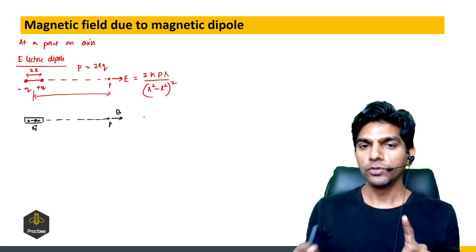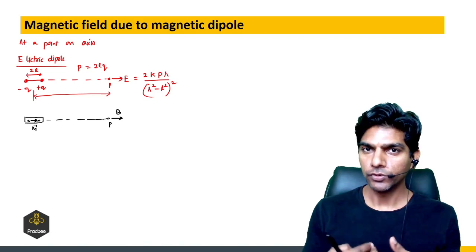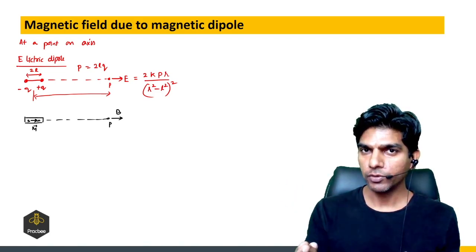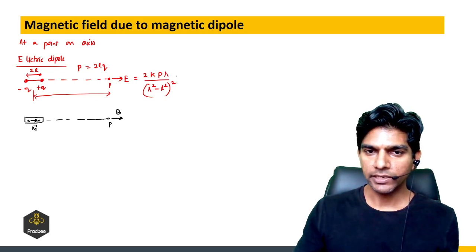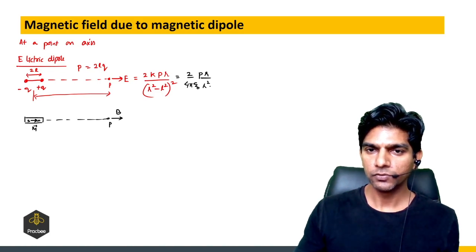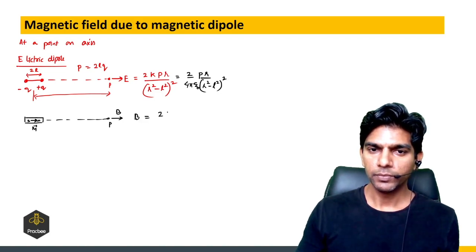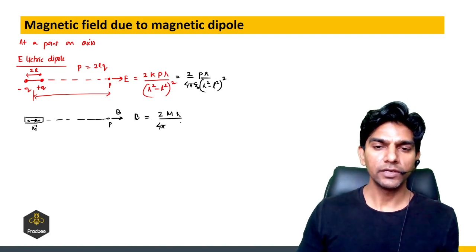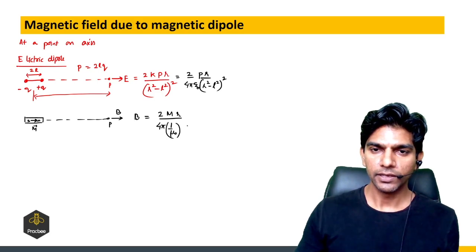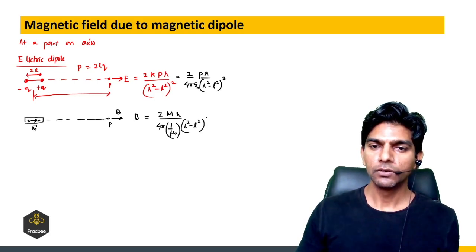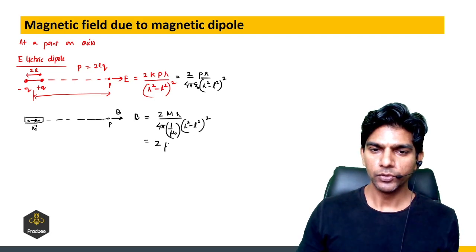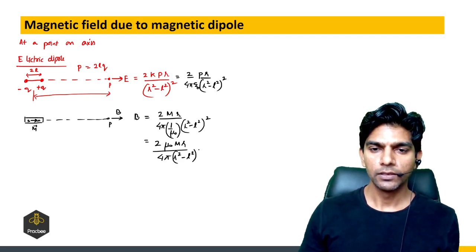Now here, what you have to do, you have to replace epsilon naught with 1 by mu naught, and you have to replace the electric dipole moment with magnetic dipole moment. So I can also write this formula as 2 upon 4 pi epsilon naught, P r upon (r square minus l square) whole square, right? So we can say magnetic field will be 2, instead of P we'll write m, r upon 4 pi, instead of epsilon naught we'll write 1 by mu naught. So 1 by mu naught times (r square minus l square) whole square, and this can be written as 2 times mu naught m r upon 4 pi (r square minus l square) whole square.